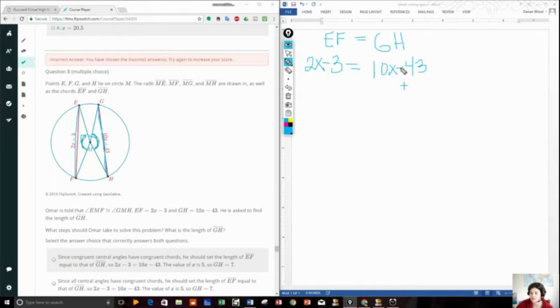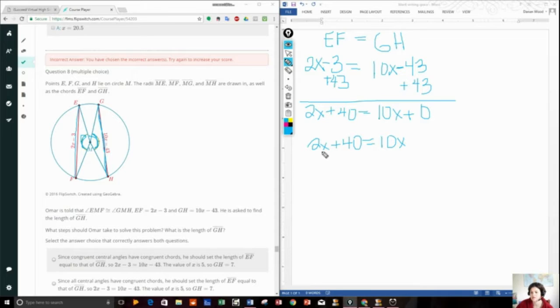So addition, this is minus 43. My goal with addition or subtraction is to make it 0. So minus 43, I'm going to add 43. And I'm going to add 43 on this side. So we have 2x minus 3 plus 43 gives us a 40 equals 10x. And minus 43 plus 43 is 0, which is what we wanted. So then we have 2x plus 40 equals 10x plus 0, which is just 10x.